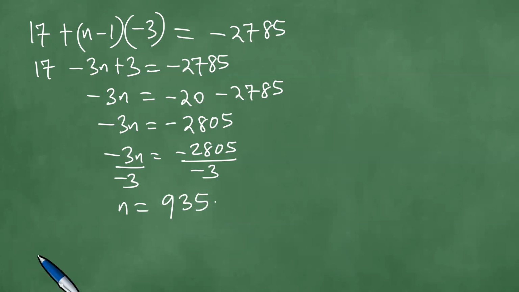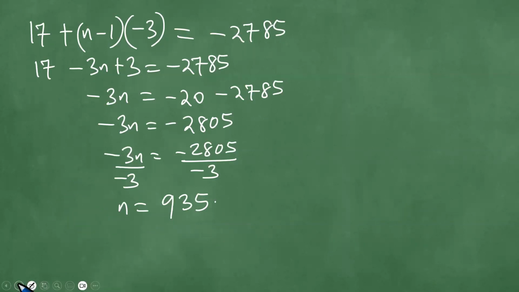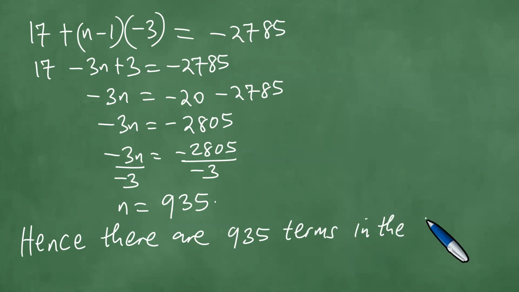So obviously, what was the question? How many terms are there in the following sequence? We considered the last term and solved everything. And hence, there are 935 terms in this sequence. Let's get the next question, please.